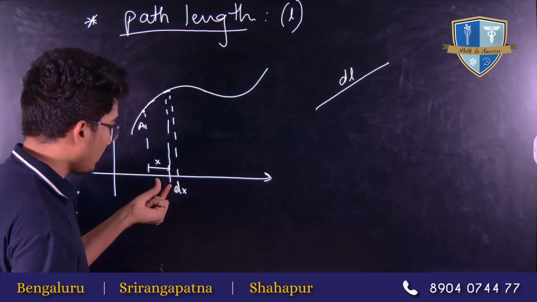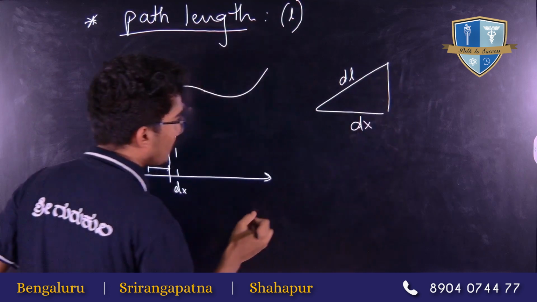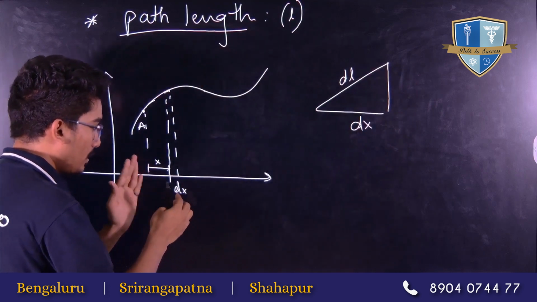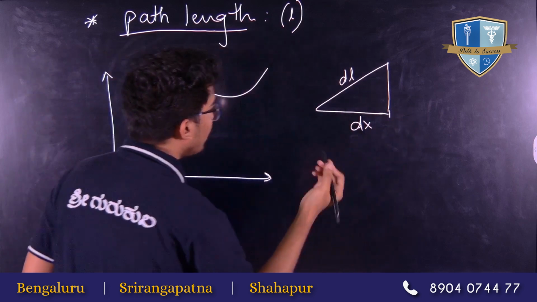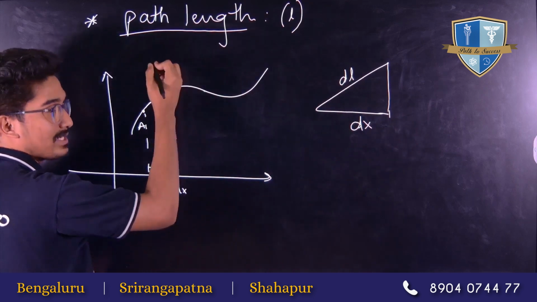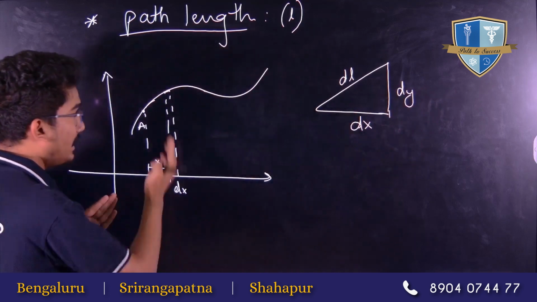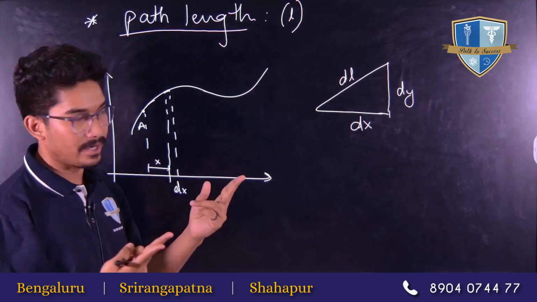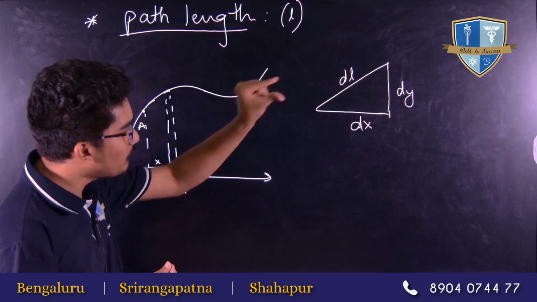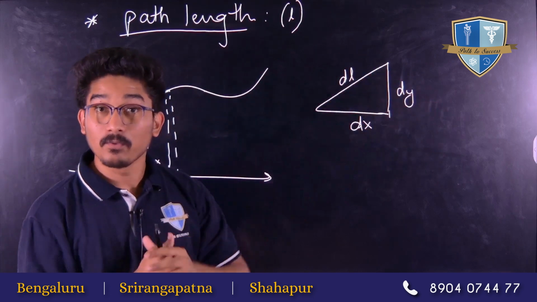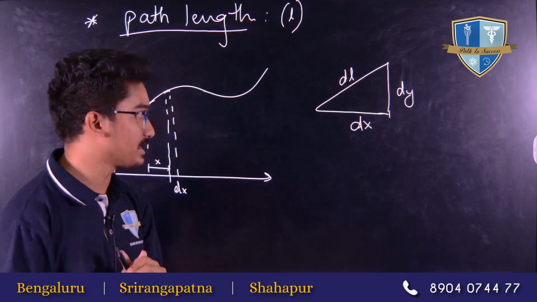And what are we seeing? We are seeing this dx length. When a particle is moving from x to x plus dx, it means it has moved in the y direction as well, some dy length, because the particle is moving in both directions. So if I take some small displacement in the x direction, I will have to consider some small displacement in the y direction as well, because the particle is moving in 2 directions.